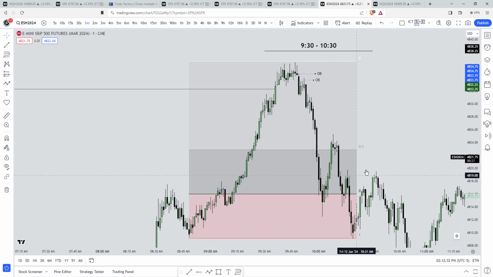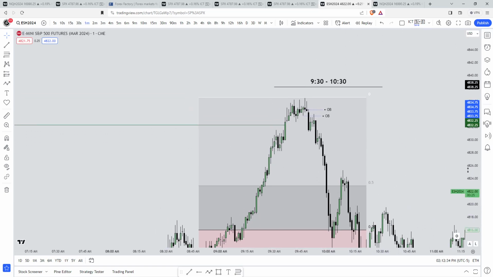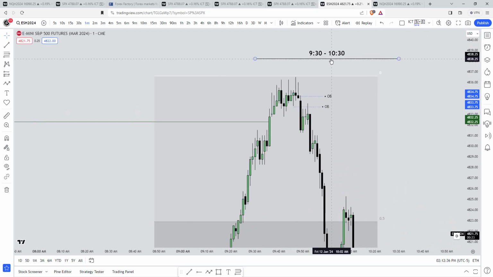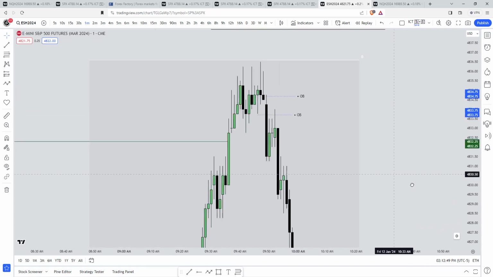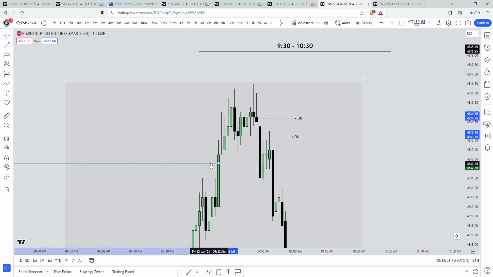I'm going to show you guys what I'm doing with these fibs here in a second. So between 9:30 to 10:30, you can see price took out liquidity. It doesn't always take out liquidity and create a change in the state of delivery, but 90% of the time you're going to see some form of change in the state of delivery between 9:30 to 10:30. Here, price took out liquidity. Again, I'm not saying it's always going to take out liquidity at that time, but 90% of the time, it's going to create a change in the state of delivery during this hour period.